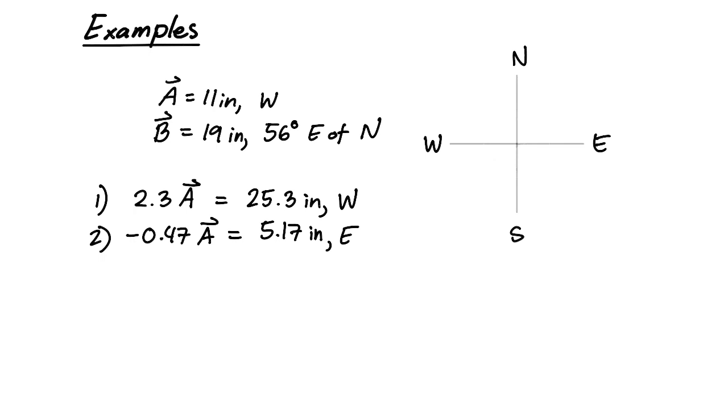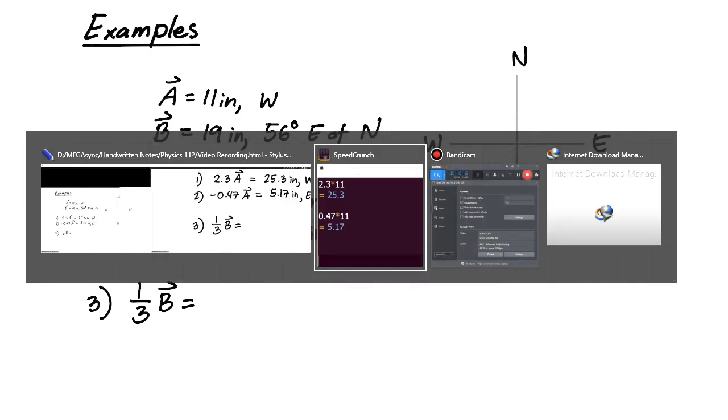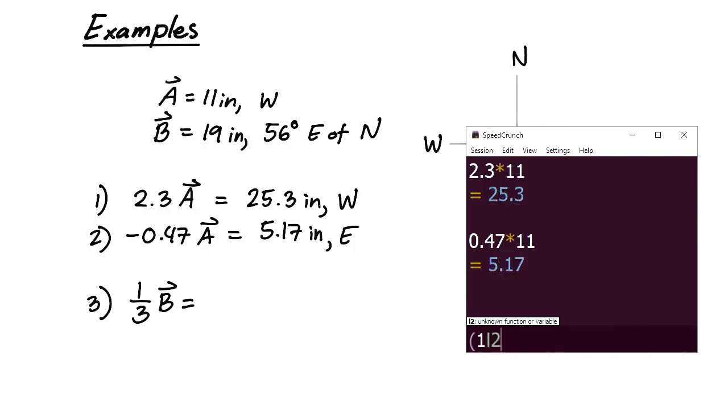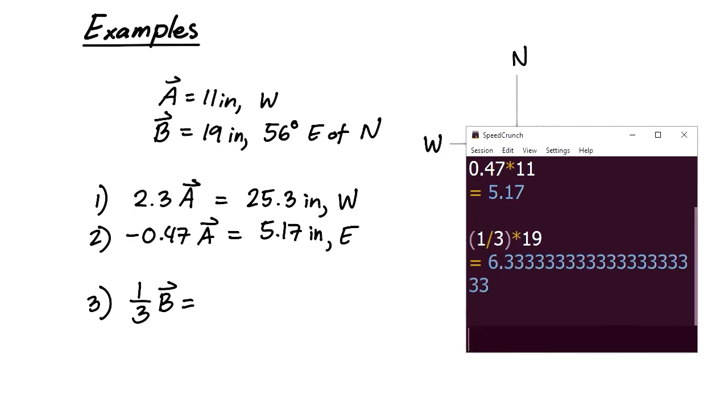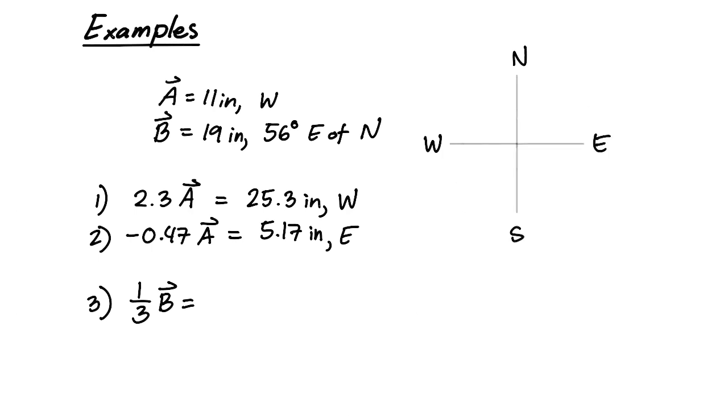Let's try another one. What if we have 1/3 times our vector b? Okay, so again, the magnitude is simply multiplying yung absolute value nito. Absolute value ng 1/3 is also 1/3. Tapos let's multiply that sa magnitude ni b. Ang magnitude ni b is 19 inch. So let's do that. 1/3 times 19. So you should have 6.33. 6.33 inches.